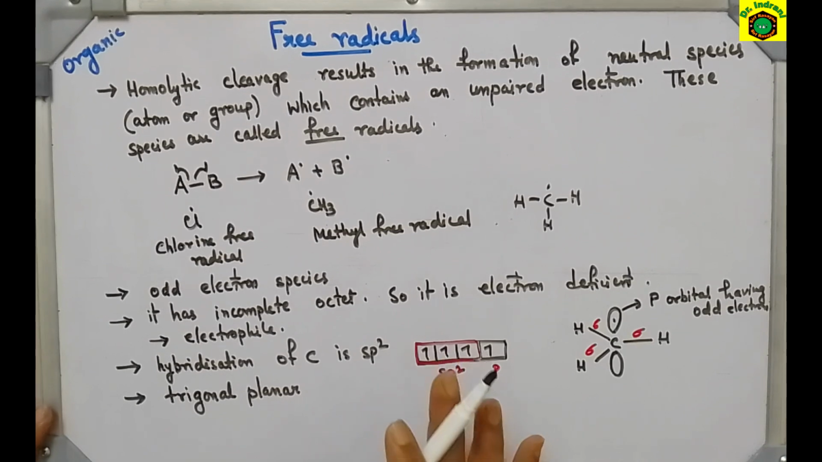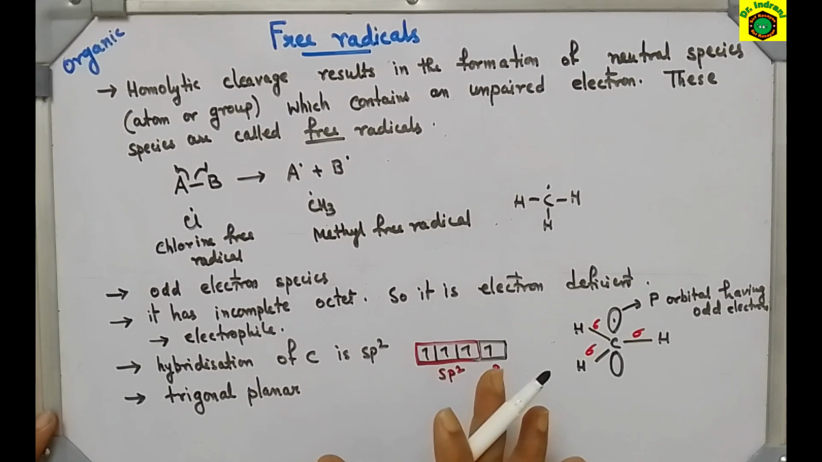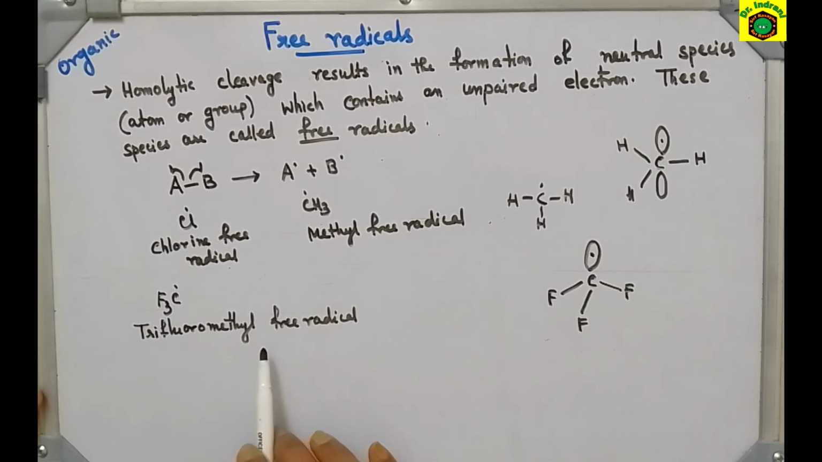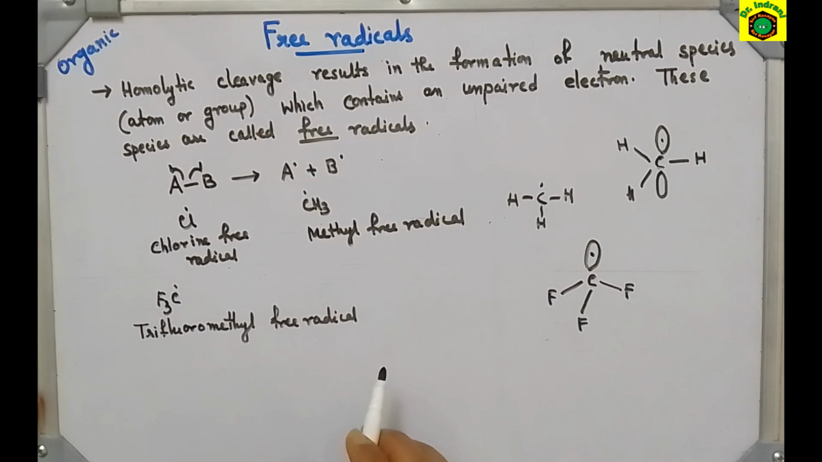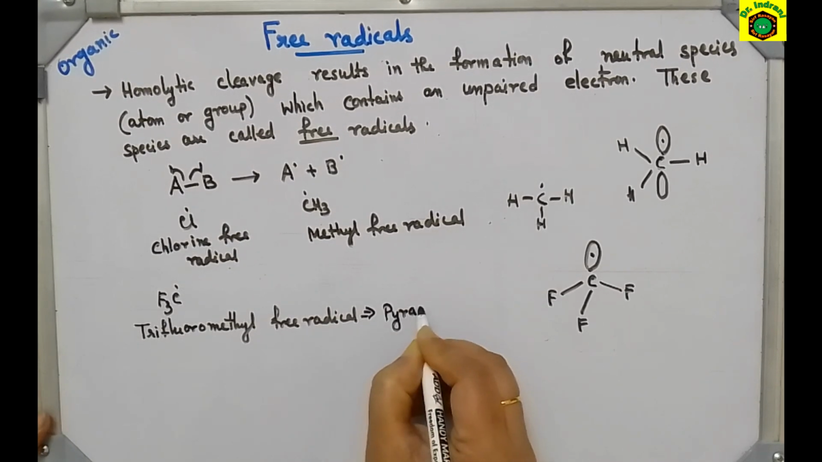Actually, to predict the structure of any species, we have to consider bond pair and lone pair, both. But here it is having one odd electron. This species is odd electron species. So, structure of the free radical is very difficult to predict. But for methyl, ethyl means alkyl free radical, structure is trigonal planar, it is observed. Structure of trifluoromethyl free radical is pyramidal.